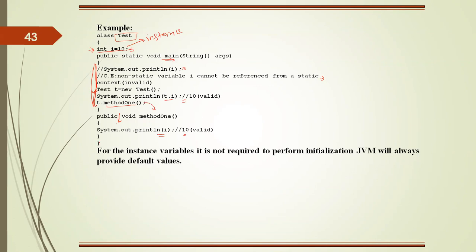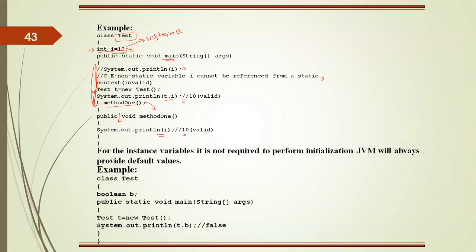Now for an instance variable, it is not required to perform initialization. JVM will always provide the default value. Initialization is not required here for the instance variable. If you do not provide one, it will assign zero. I will show that in the example.